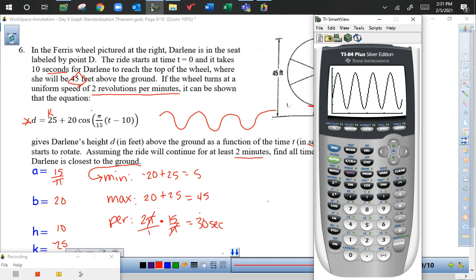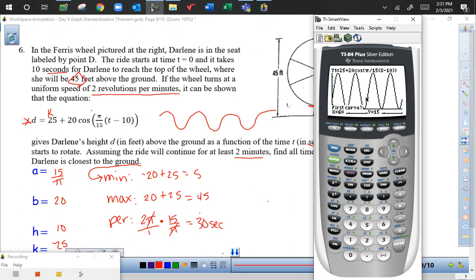They asked us to find all the places where Darling is closest to the ground or at the minimum height. So we'll do either second trace the minimum, or if you want, and I prefer this a lot of times, just putting the minimum value there of 5 and trace the intersection. You can see all 4 of those places that we're going to go find.